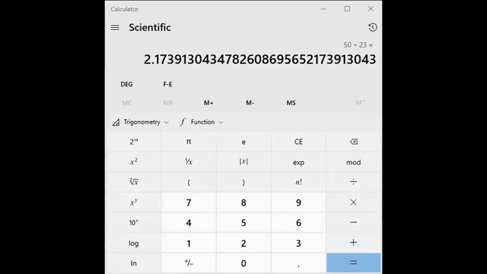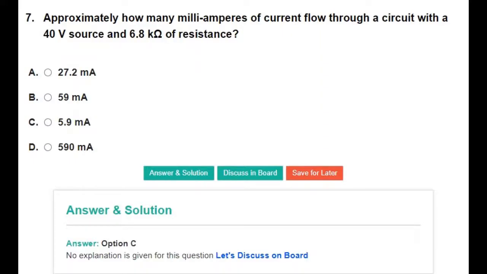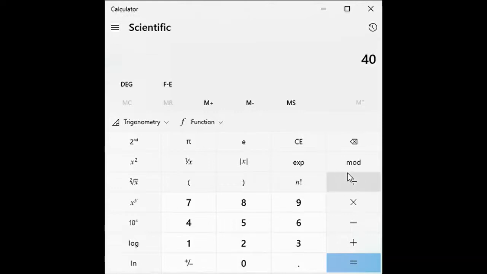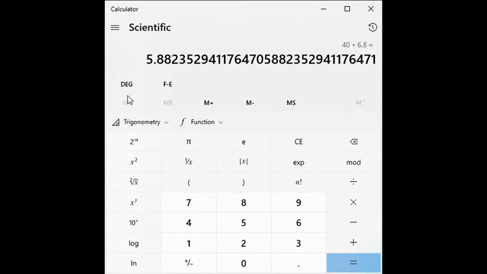Next question: approximately how many milliamperes of current flow through a circuit with a 40 volt source and 6.8 kilo ohms of resistance? In terms of milliamperes they have asked, so it is again V by R. So here 40 divided by 6.8. More or less, Ohm's law will be like a direct calculation. It is 5.8823 something.